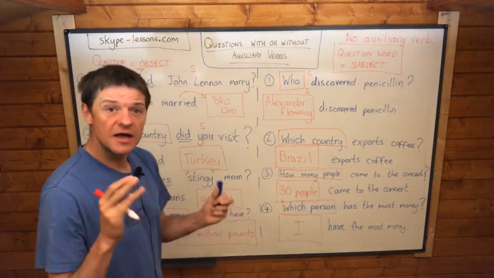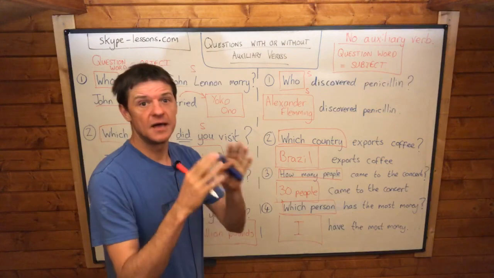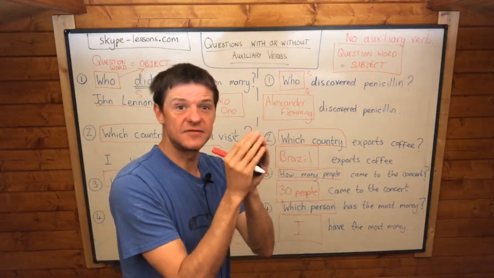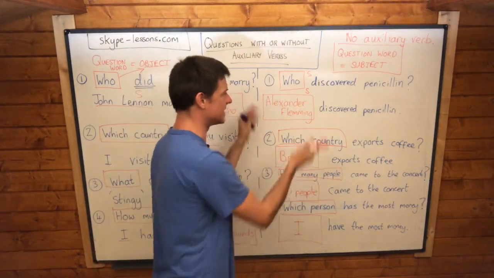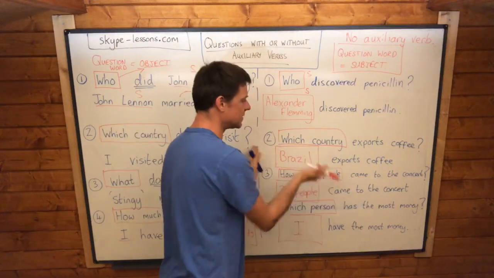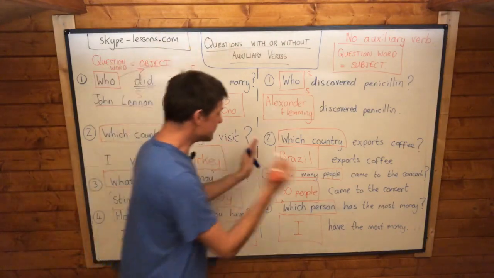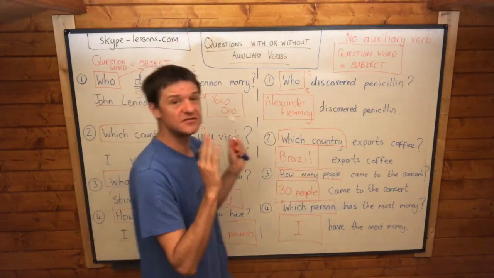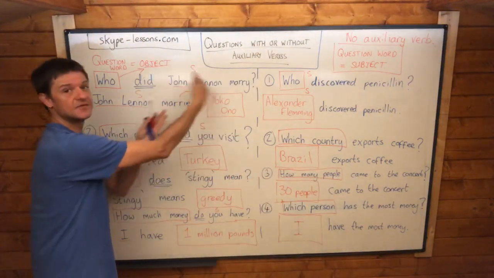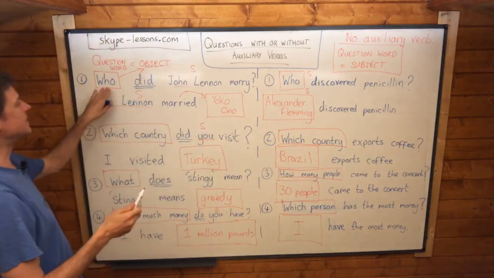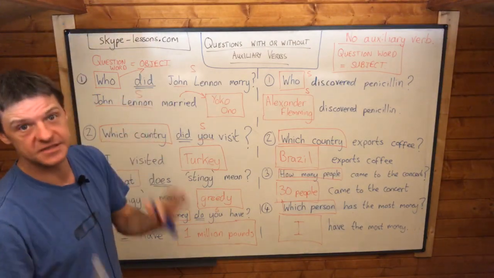Okay? So if you want to decide, do I need a do or a does or a did, answer the question. And if the answer to the question is the subject of the sentence, yeah, if the answer is Alexander Fleming and it's the subject, if the answer is Brazil and it's the subject, when you make a full sentence, that means that the question word is subject, and that means no do, no does, no did. However, if you answer the question and the answer comes at the end of the full sentence, that means the question word is the object. And that means that you do need a do or a does or a did.